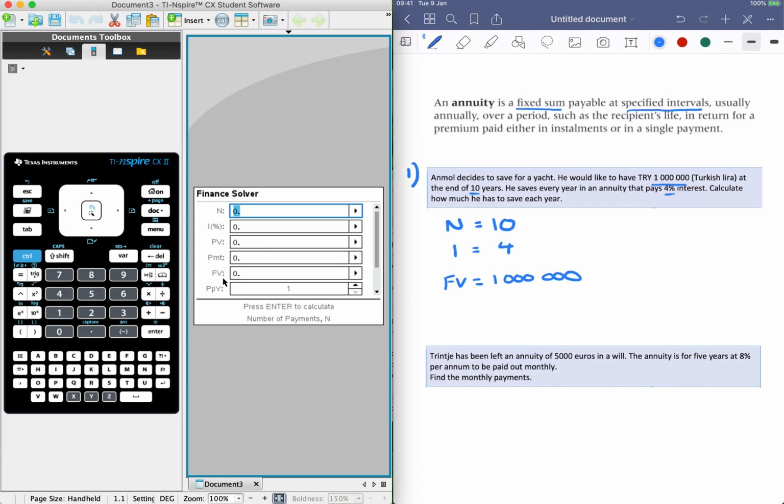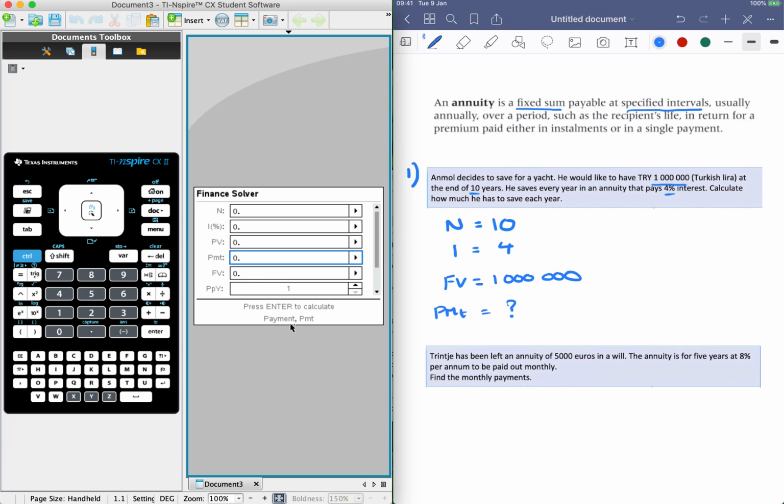Let's just have a look at it. Yeah, that's pretty much it. That's all the information that we know. The question is then, how much does he have to save each year, and which box does that refer to? That's going to refer to, for the first time, this PMT box. It tells us on the calculator that that's payment, so the PMT is our unknown. That's what we're trying to work out.